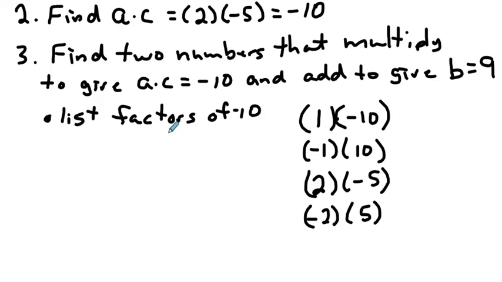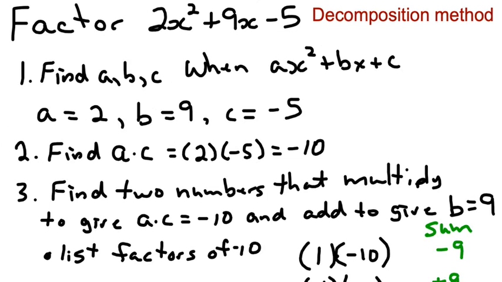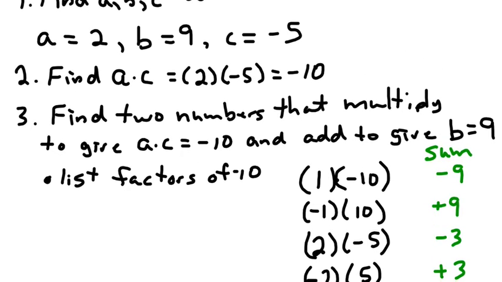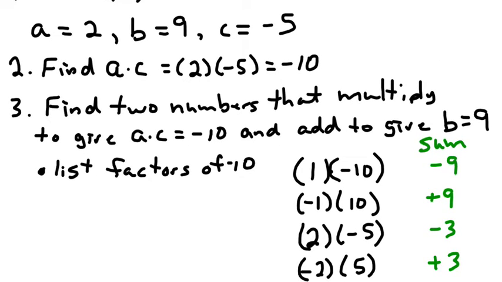So now we say which of those combinations of numbers adds together to give you 9. So the first one will give you minus 9. The next one gives you plus 9. Third one gives you minus 3, and then plus 3. So the one that we want is the one that gives us the plus 9.